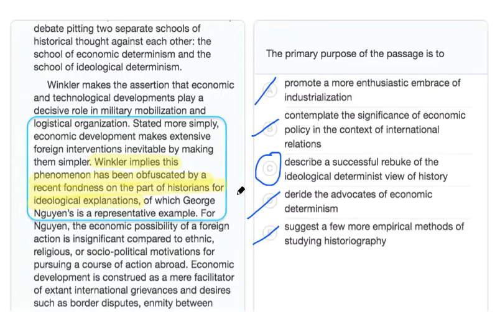This leaves us with choice C, which was the answer that best matched our prediction. The correct answer is choice C.